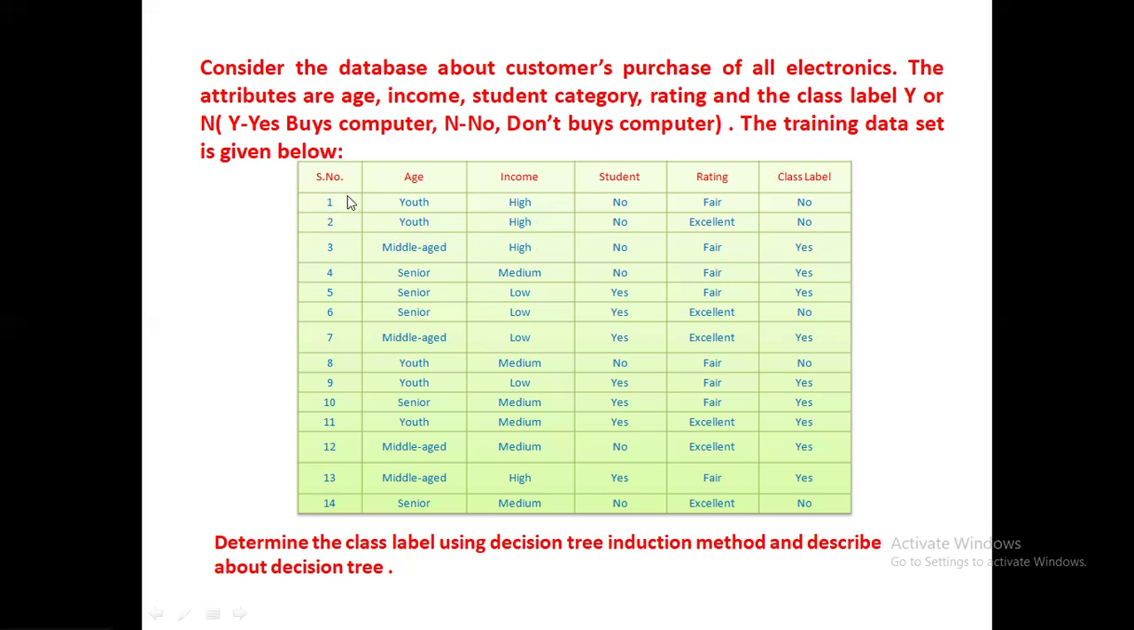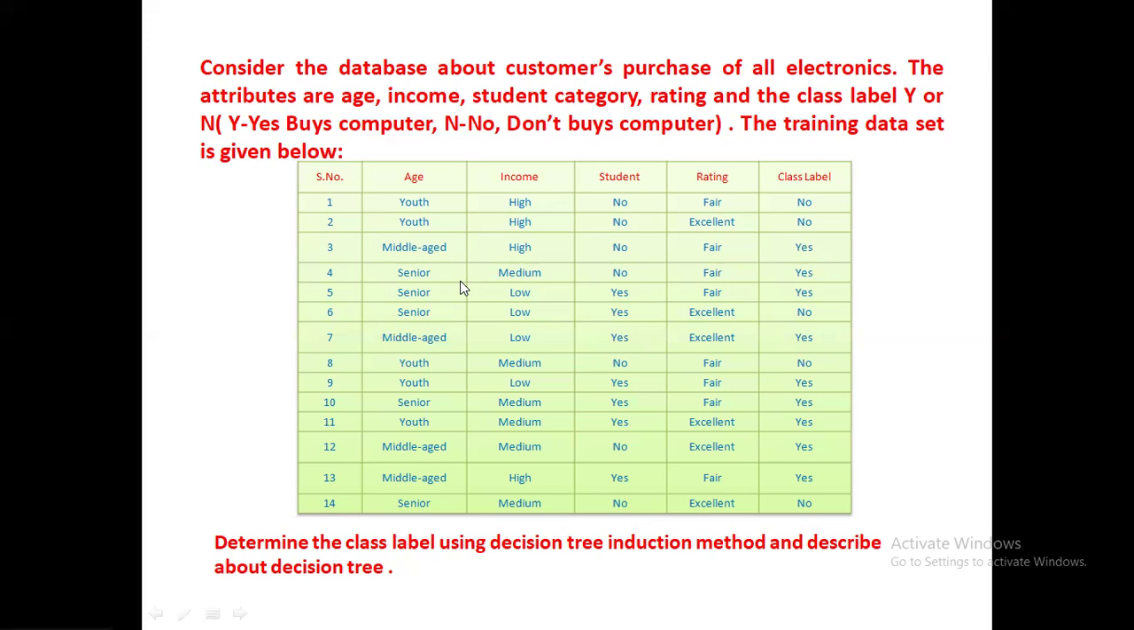Here the first column represents the serial number. There are 14 rows: age, income, student, rating, and this is the class label. These are what we are calling the attributes. In this problem, we have to determine the class label using the decision tree induction method and describe the decision tree. We'll see one by one.